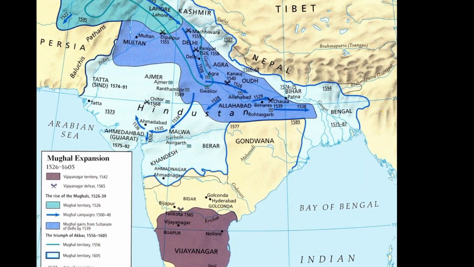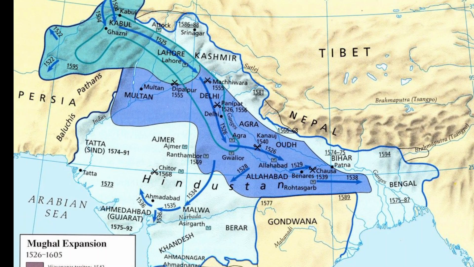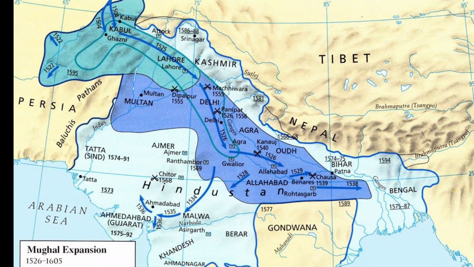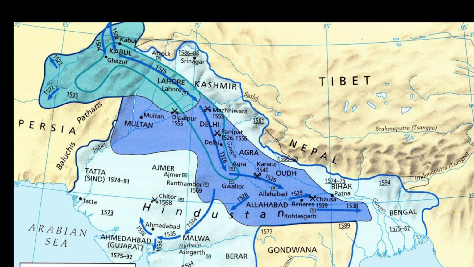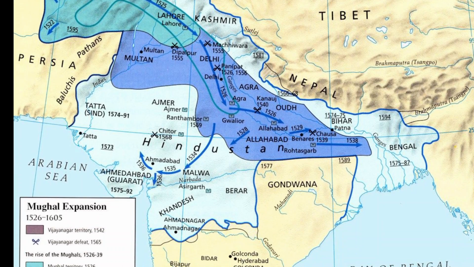So I've got these two maps from an earlier video, and as you can see, for a while the Mughals are not actually even in what we would think of as India or Pakistan today. Babur's from Central Asia. He comes down into North India. He doesn't want to, just one of the ironies of history.